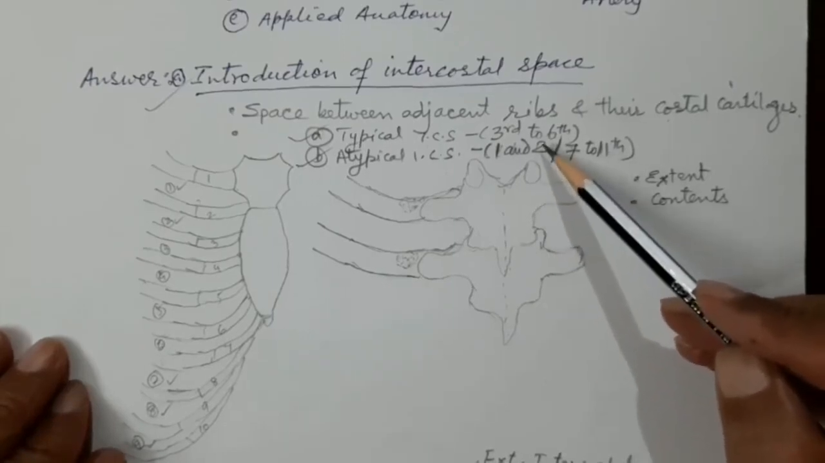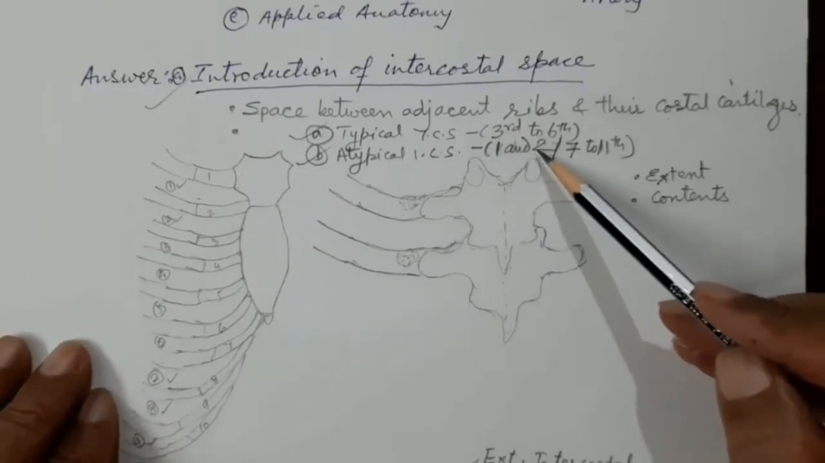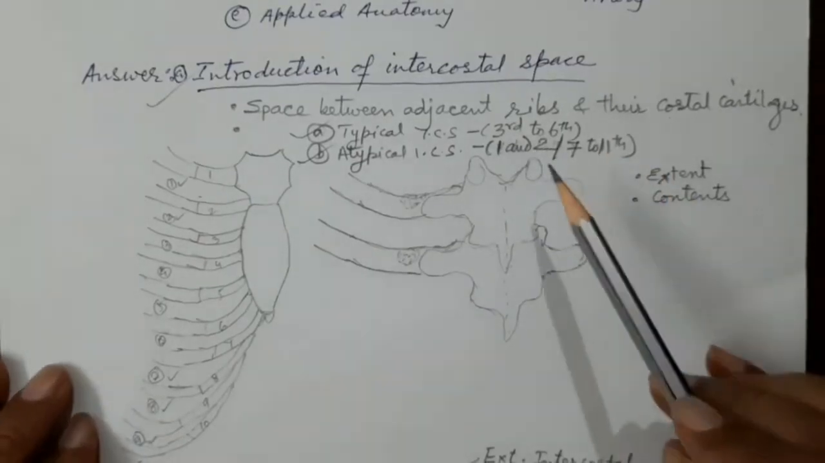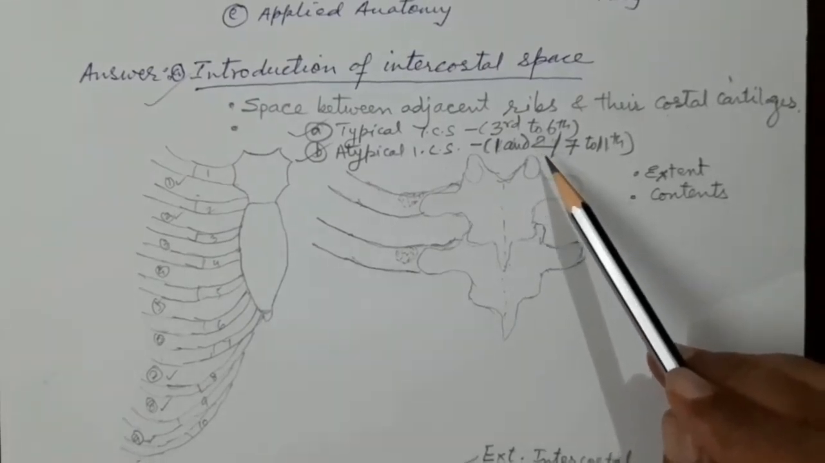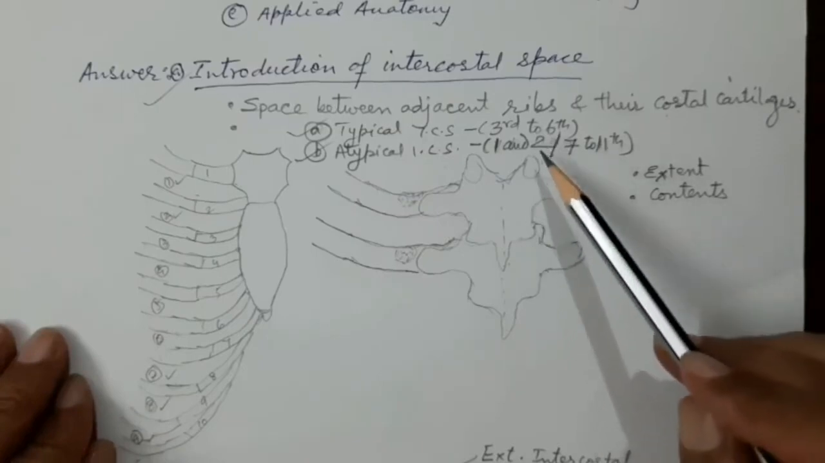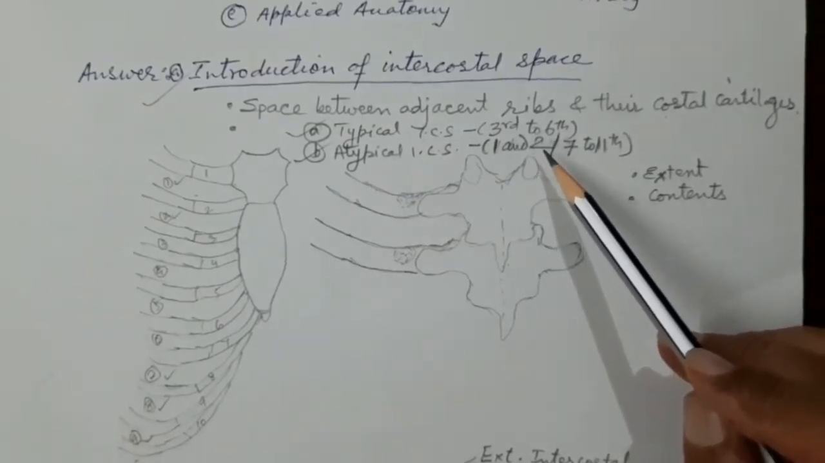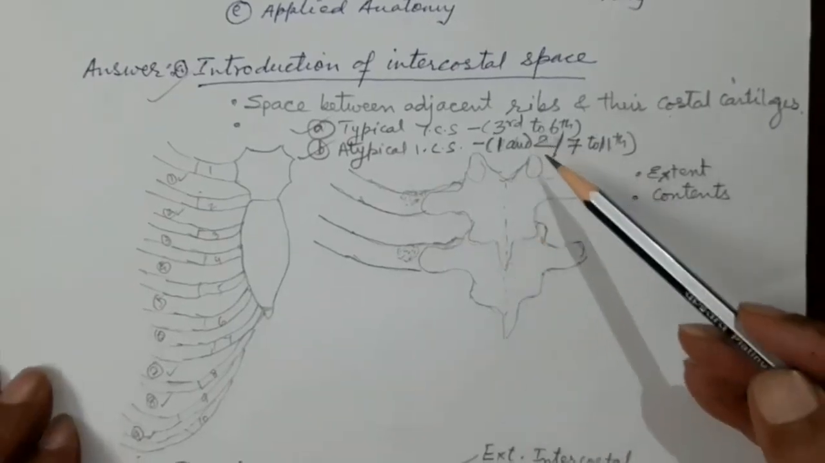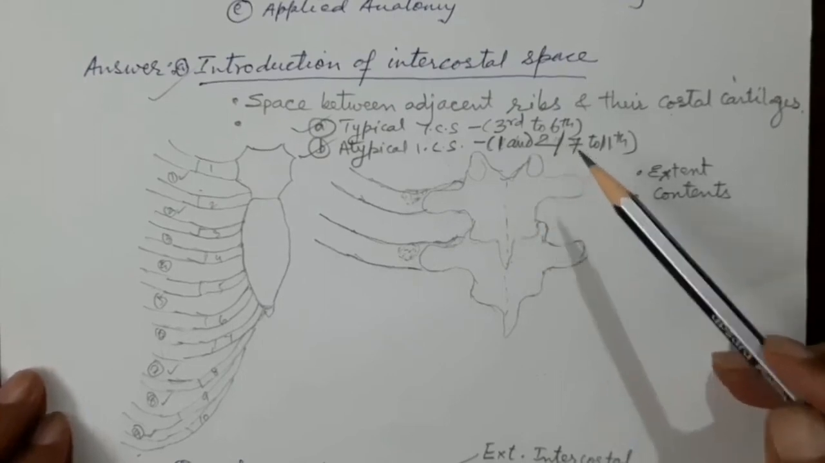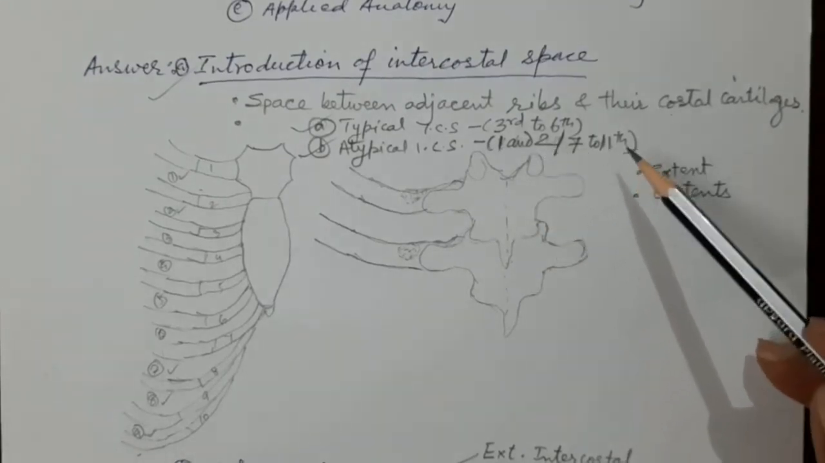Now this nerve is a cutaneous nerve which goes to the floor of the axilla and to the medial aspect of the arm. And this is the nerve responsible for the pain during myocardial ischemia, or in layman's terms, heart attack. During a heart attack, there is a pain in the medial aspect of the arm. This is because of this nerve, the intercostobrachial nerve.